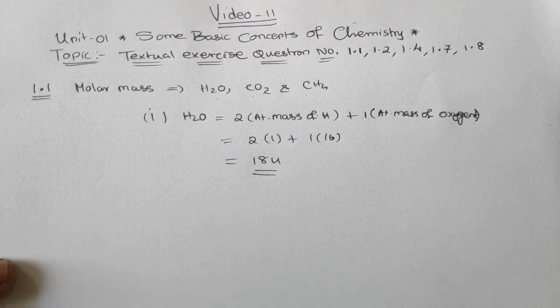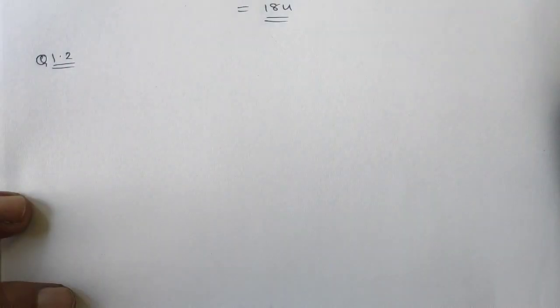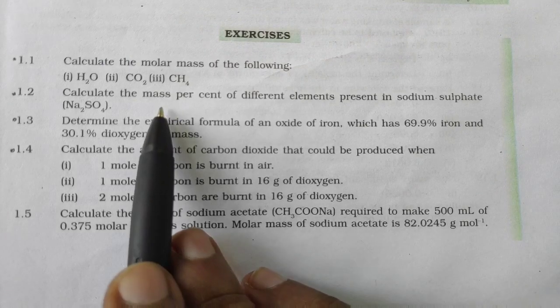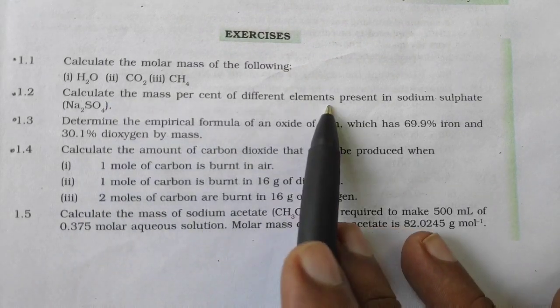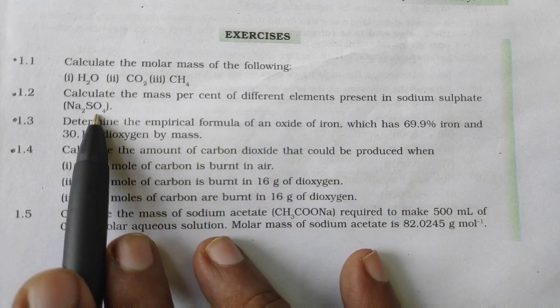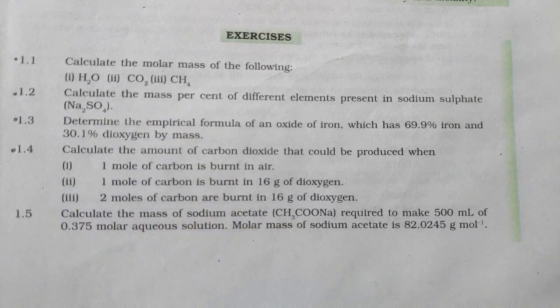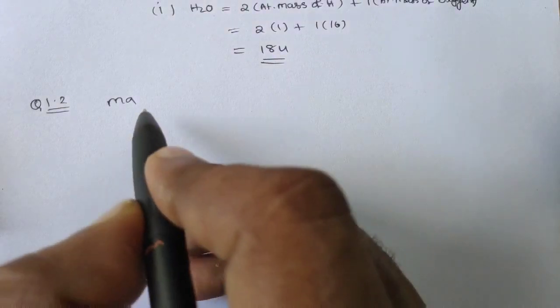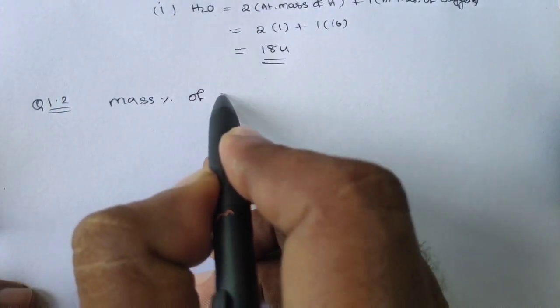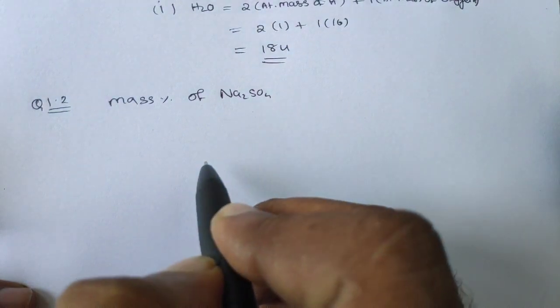Now the next question, question 1.2 from your textual exercise. Just a minute. Okay, this is the question: calculate the mass percent of different elements present in sodium sulfate. In this we have to calculate the mass percent. We already calculated one example, but this we will see. The question is, you have to calculate the mass percent of Na2SO4, like this, what is given.